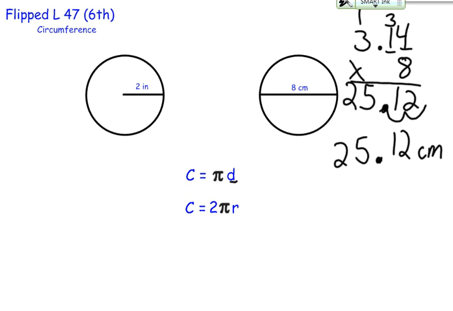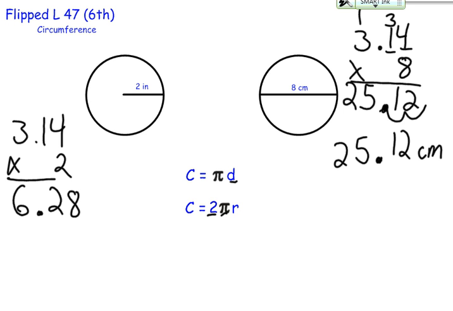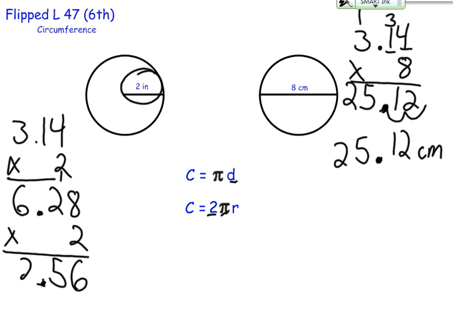So the first thing we're going to do is we're going to take 3.14, we're going to multiply it by 2. So that's step 1 right there. And so that's going to give me 6.28. And now I'm going to multiply by the radius of another 2. And I'm going to get 12.56, and then I can put my label, and we solve that problem.